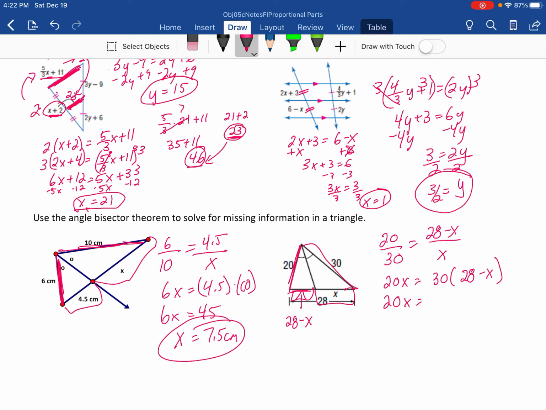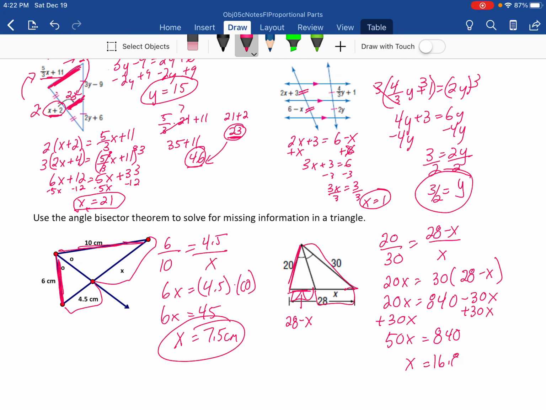20x is equal to 840, I know that that's not nice, minus 30x. I add 30x to each side. That's going to be 50x is equal to 840.